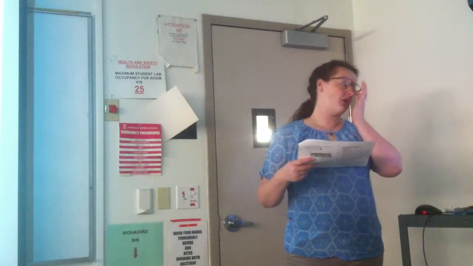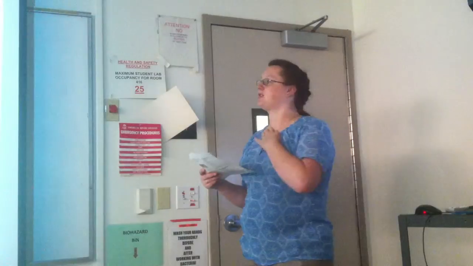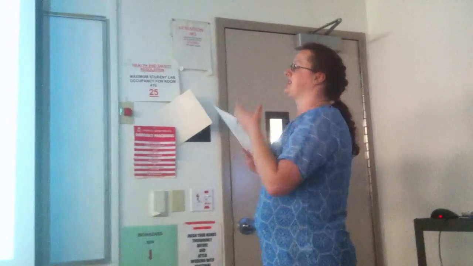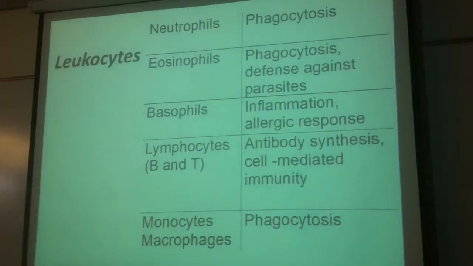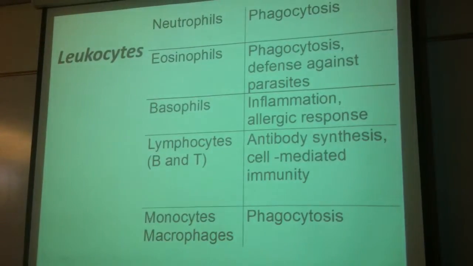When we're talking about leukocytes, there are multiple classes of leukocytes with different types of jobs. A lot of them are involved in phagocytosis because you just want to engulf whatever it is, chew it up, get rid of it, make it go away. Some of them will cause inflammation. They'll cause some kind of allergic response. If you're talking about B and T lymphocytes, then you have antibody synthesis.